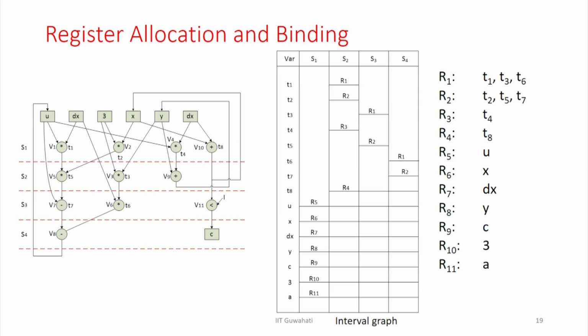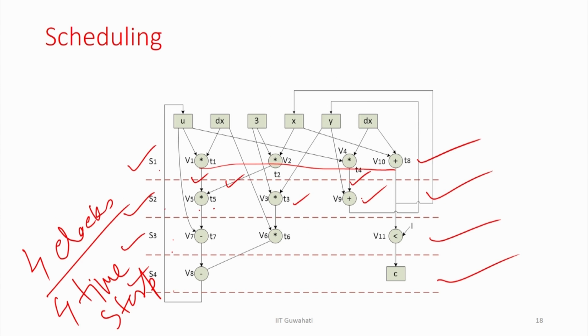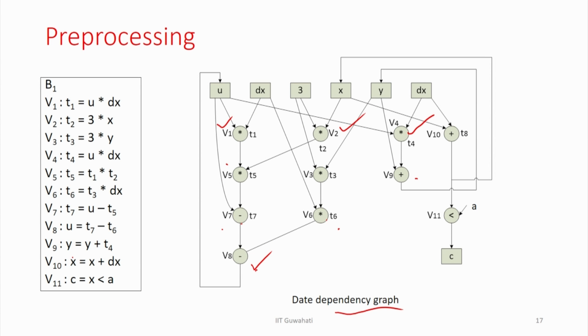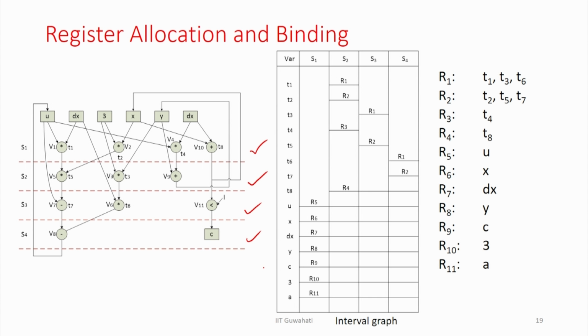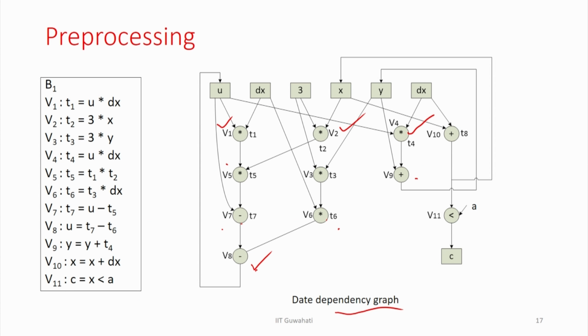So, let us see this example. In this example we have seen we use 4 time steps to execute this behavior, and now the objective is to share some registers to store multiple variables. So, how many variables are here? We have all these input variables, and we also have the temporary variables, because we have introduced so many temporary variables, T 1, T 2, T 3 and so on. So, let us see the total. 15 variables are there. So, there are 15 variables in this particular code.